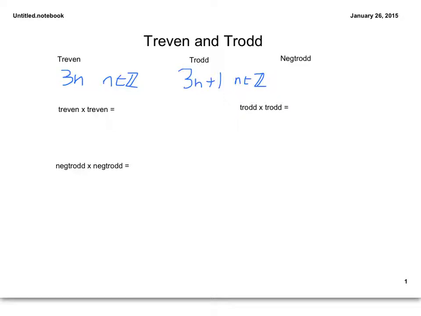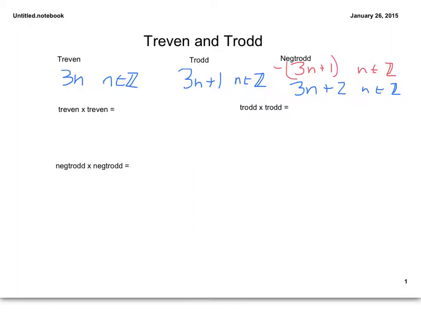Now a negtrodd, a formal definition of a negtrodd is actually the negative of a trodd, the additive inverse of a trodd. So this will hit numbers like -1, -4, etc. And through a little bit of trickery, you can actually show that this is equivalent to 3n plus 2. Or you would use a different letter there, 3m plus 2, where n is an element of the integers. I'm not going to do that one right now. That could be left to the reader.